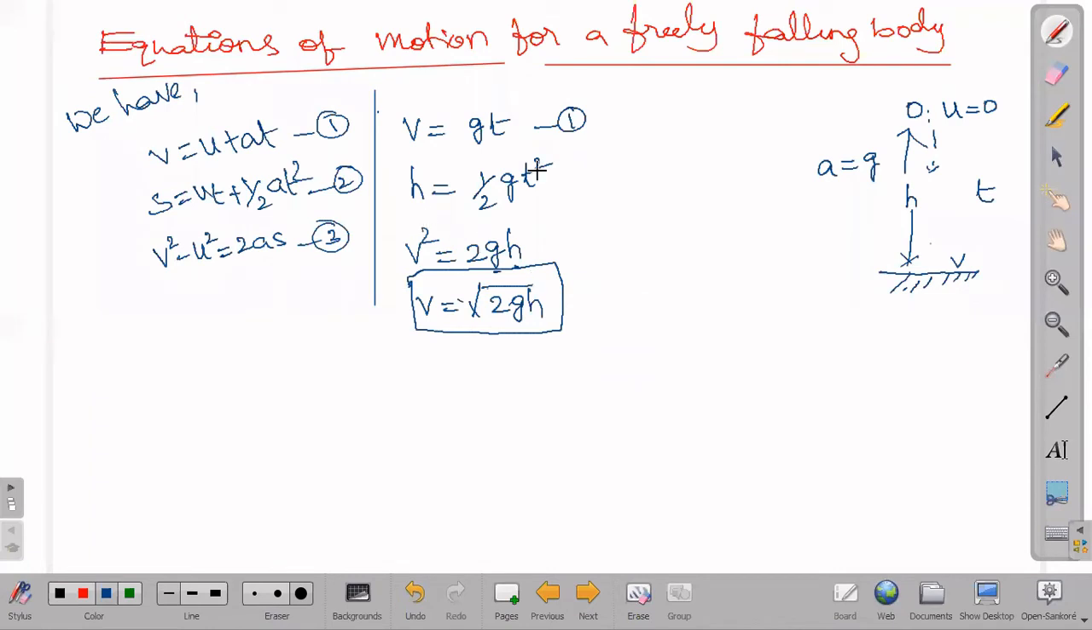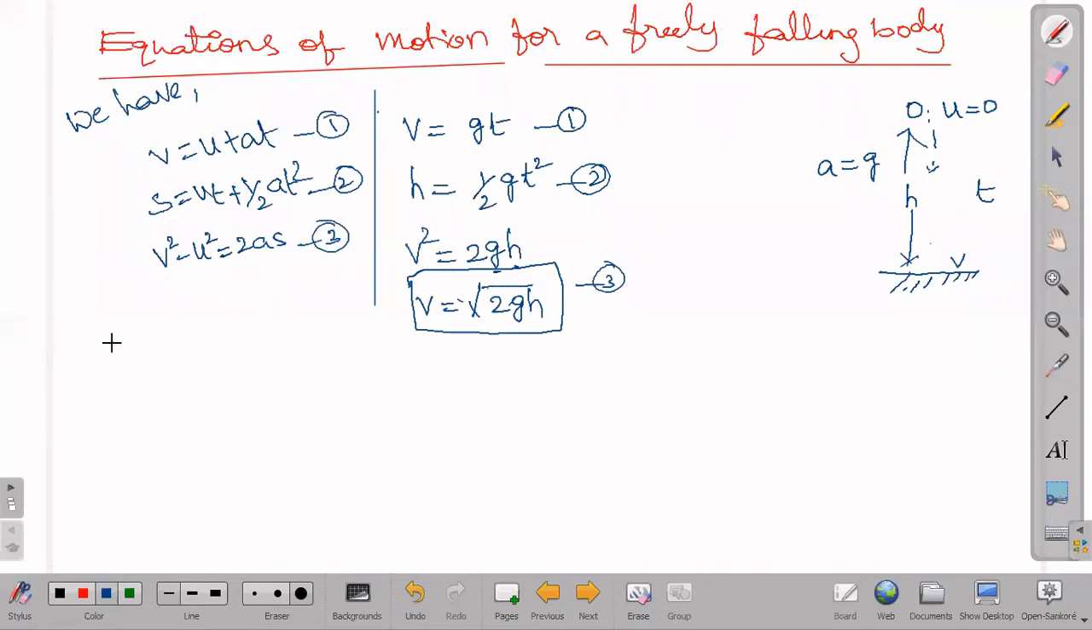These are the equations for a freely falling body. We can use these directly if there is a freely falling body case. If you find it difficult to remember these, you can remember the same equations and apply those conditions. Not a big issue.